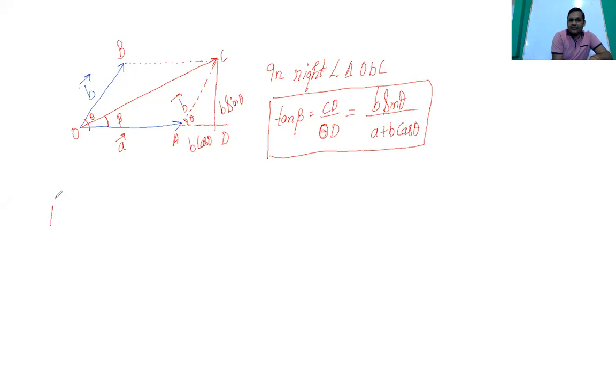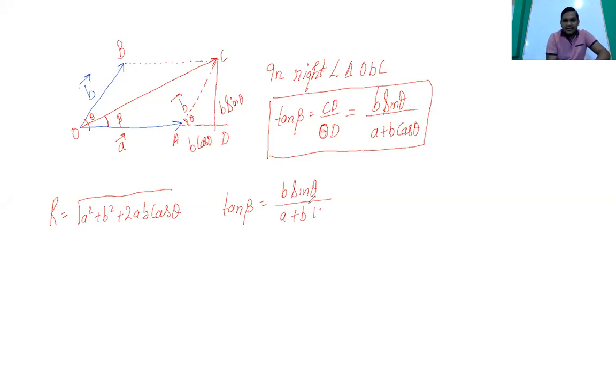The resultant formula is this one: R equals the square root of A square plus B square plus 2AB cos theta, and tan beta, which we have discussed so far, is the resultant angle: B sin theta upon A plus B cos theta. This should be at your fingertips.